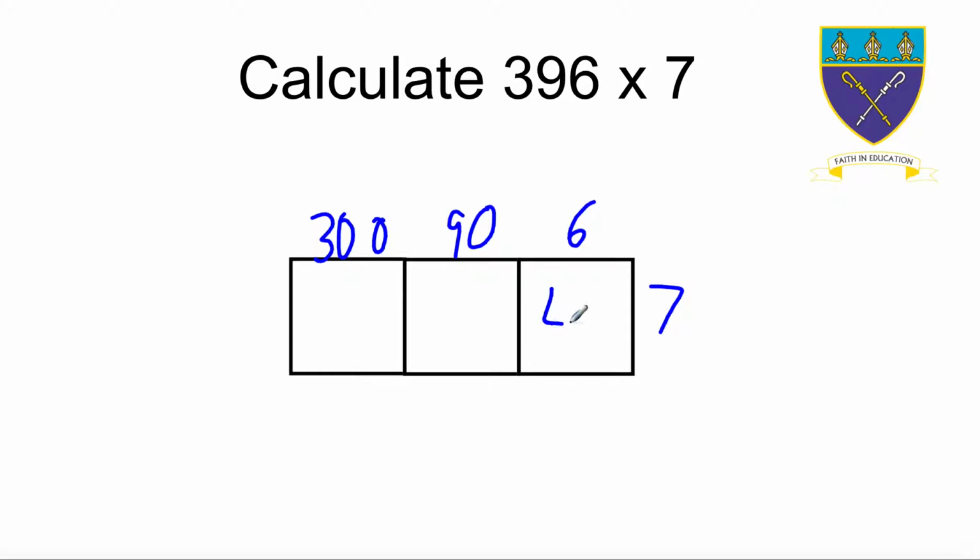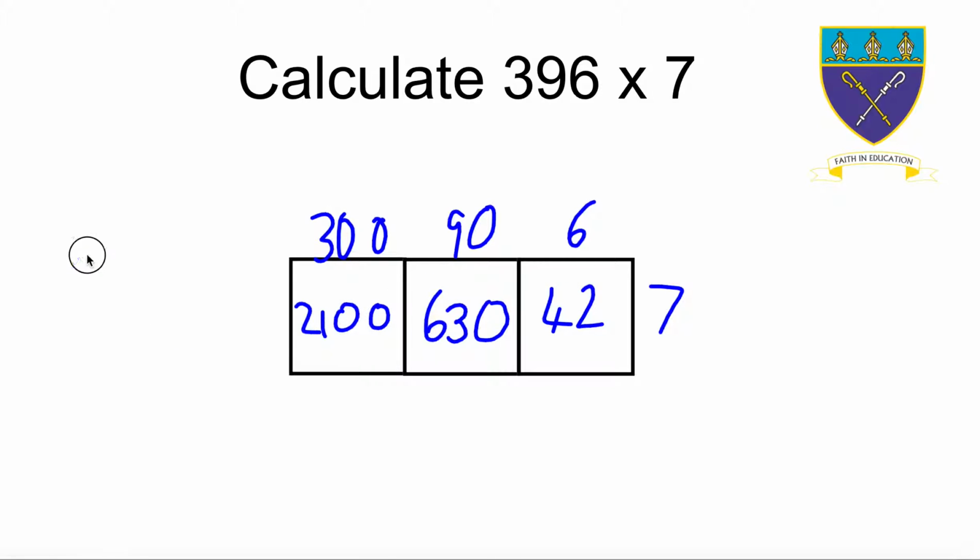6 times 7 is 42. 9 times 7 is 63. But that wasn't 9 times 7, that was 90 times 7, so 1 zero here must get added in here, and 3 times 7 is 21. So 21 goes there, and these two zeros come in by here.